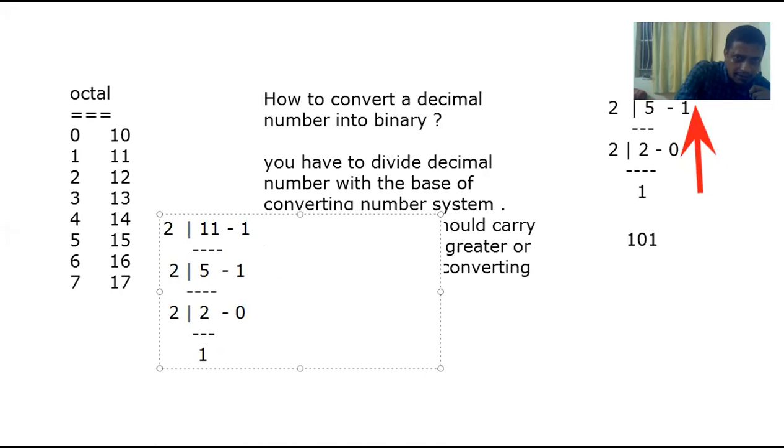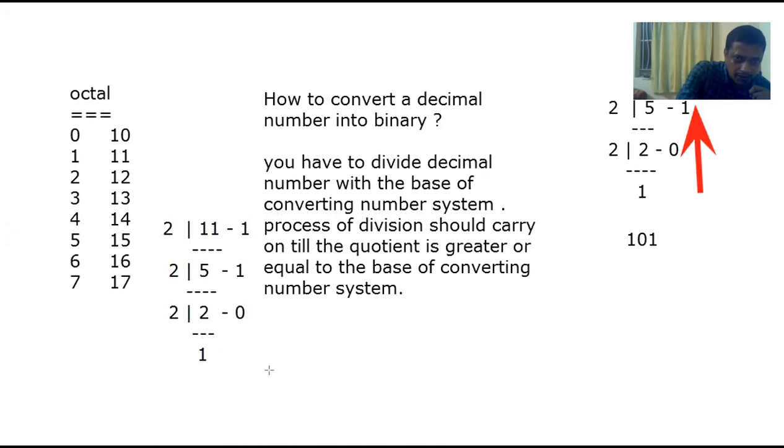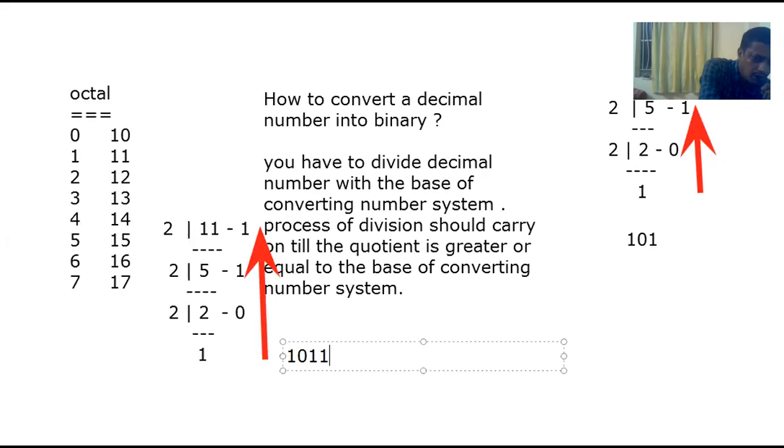How will I collect the values? I'll show you here. I'll collect the values from here to here. When I collect these values from here to here, the first digit is 1, the second digit is 0, the third digit is 1, the fourth digit is 1. So what is my answer? 1 0 1 1. This is my answer for 11.